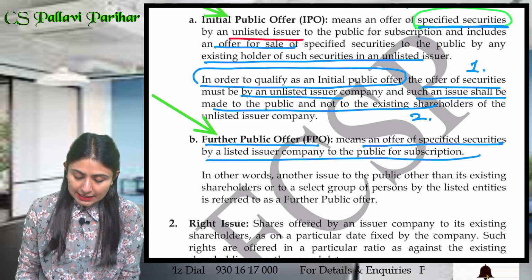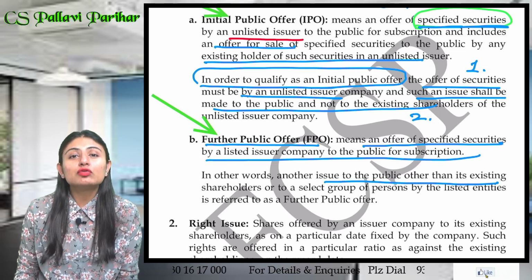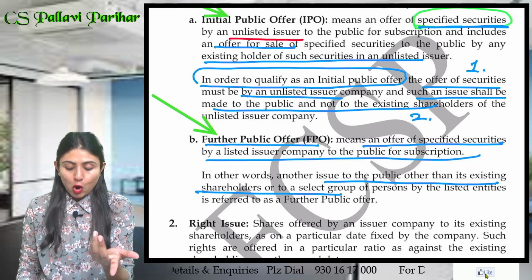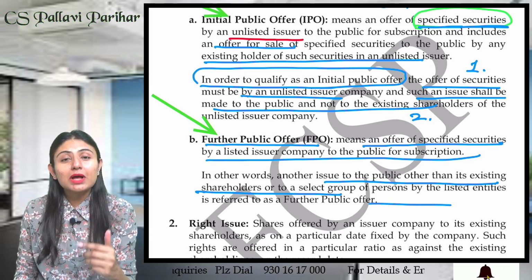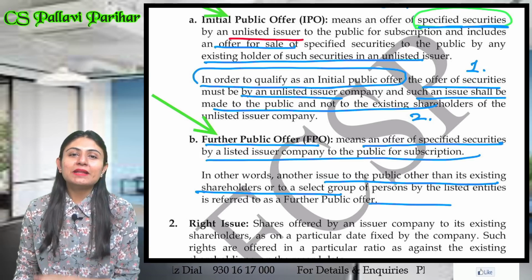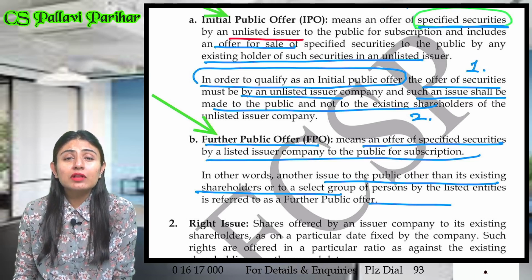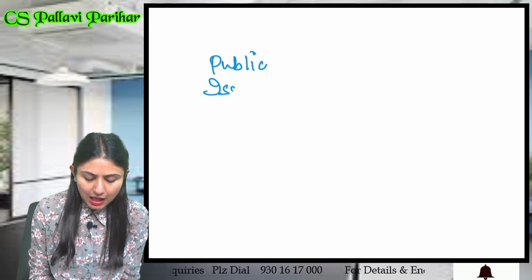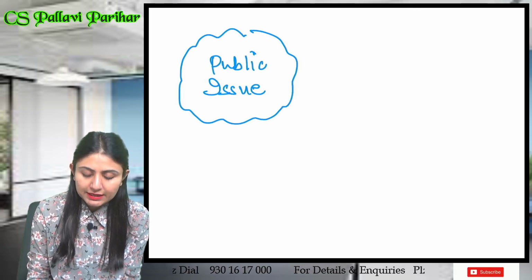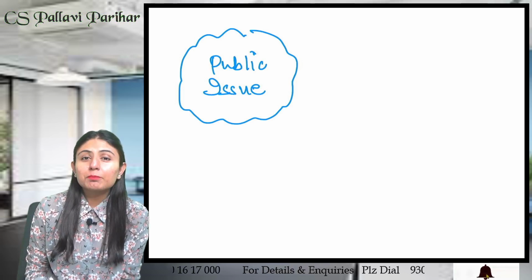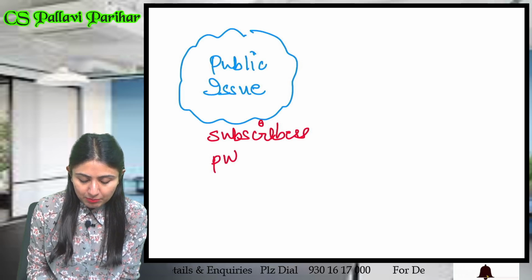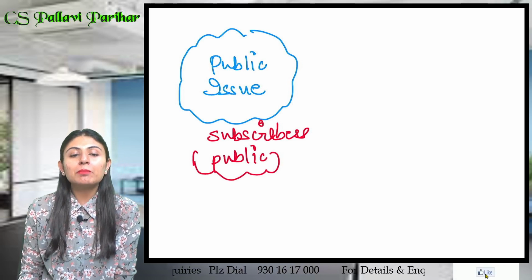But to be an FPO, it has to be an offer of securities to the public other than the existing shareholders. Because if it's existing shareholders or a selected group of persons, it is named a rights issue or private placement respectively. So remember that difference. The offer is to the public, it is a public issue. It's very simple. If we say public issue, then it has to be specifically for the public only. Your subscribers to this issue, dear students, will be only public and no one else.